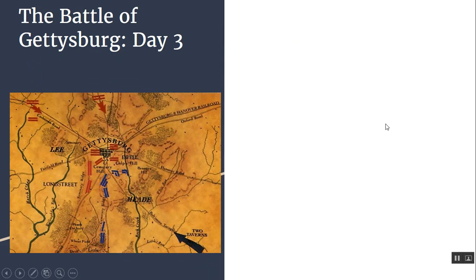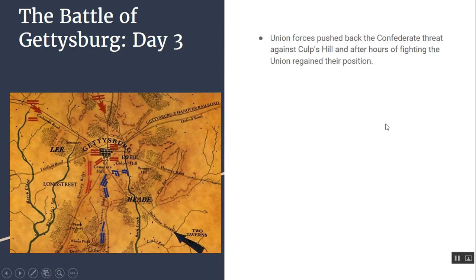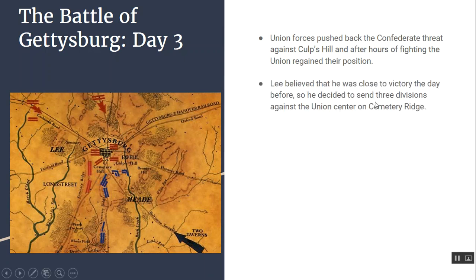The Battle of Gettysburg, Day 3. Union forces pushed back the Confederate threat against Culp's Hill, and after hours of fighting, the Union regained their position. Lee believed that he was close to victory the day before, so he decided to send 3 divisions against the Union center on Cemetery Ridge.